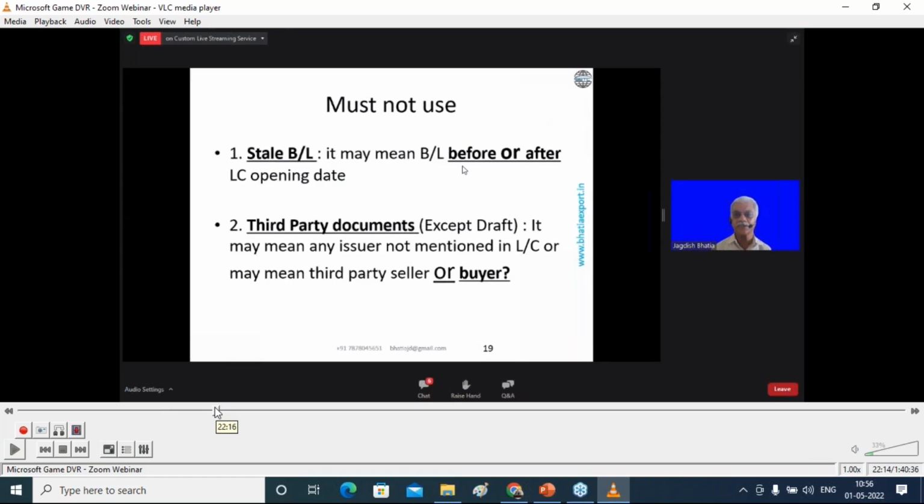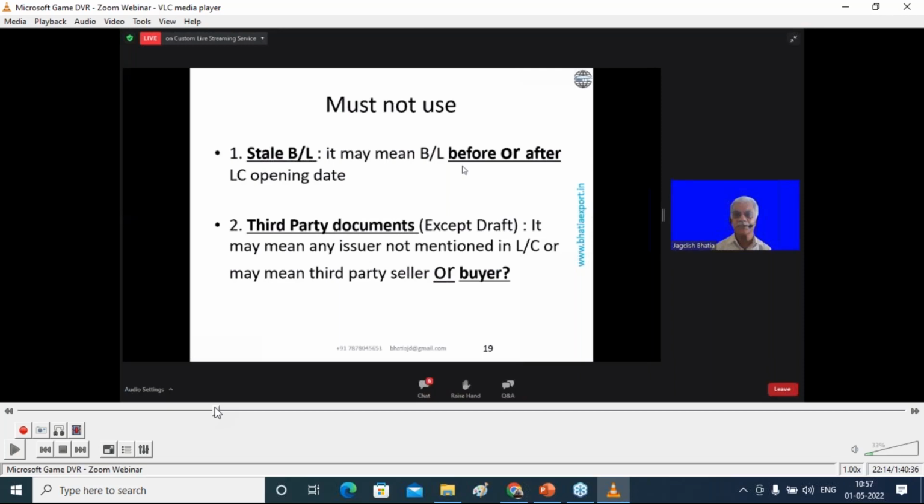Then it is about the stale BL. It means a BL dated before the LC opening date. Those are stale BLs. What is that? I will tell you. Suppose the shipments are made before the LC is opened. The shipment is made and you got the BL, but the LC is opened later.